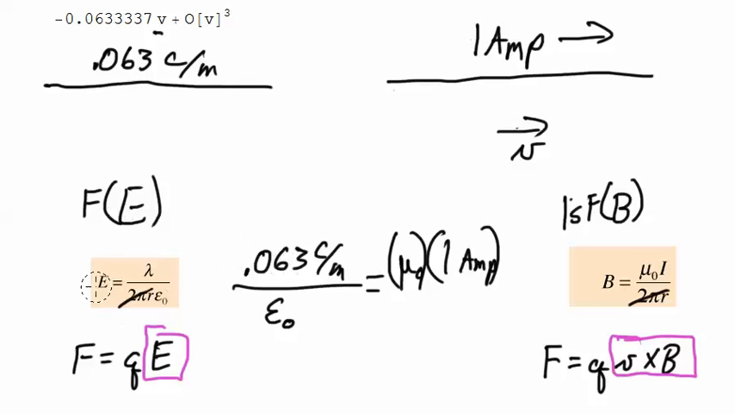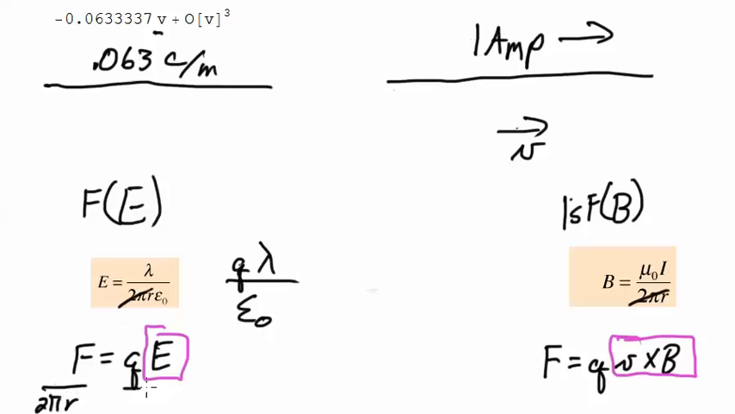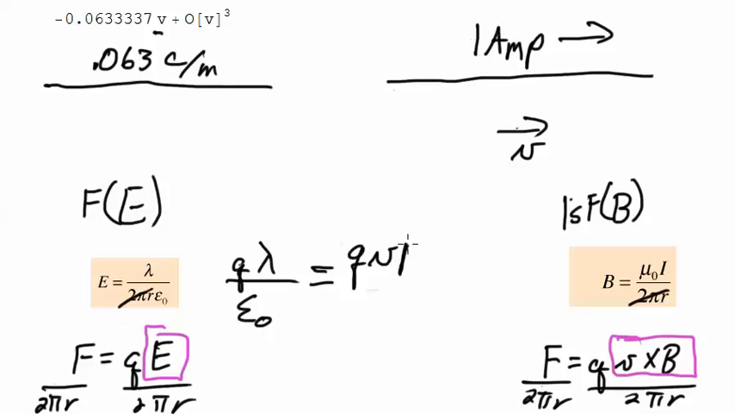Okay, I made a mistake. I am comparing E field to B field. Those shouldn't be the same. What I want to compare is QE, so I'm still going to divide by 2 pi r, so force over 2 pi r, QE over 2 pi r, and I'm going to be comparing that to QV mu sub naught I, but this lambda is 0.063 V.